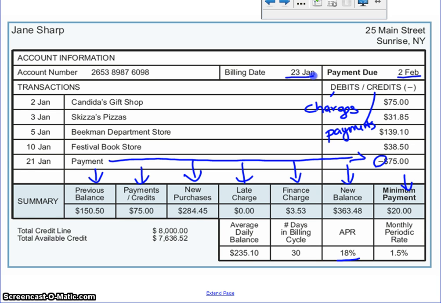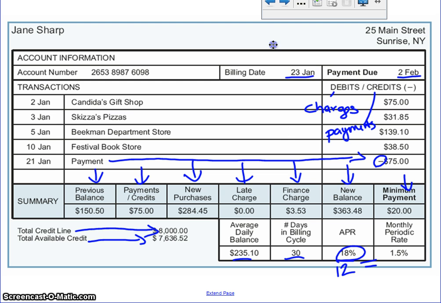Notice we have the APR here, and if I divide that by 12, it gives me my monthly periodic rate. It lists the days in the cycle, and it tells me what my average daily balance is. Also here it has the total credit line. This is how much this particular credit card has said these people can charge and borrow from them. And right now their total available credit is $7,636.52, which is going to be your total credit line minus your new balance.